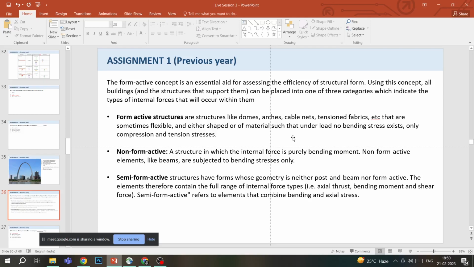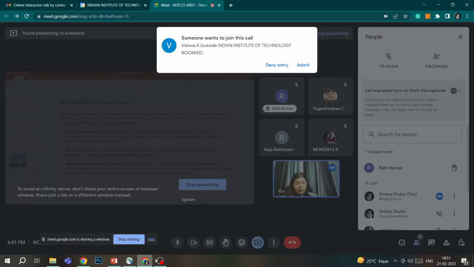Form active structures cover structures like domes, arches, cable nets, tension fabrics, etc., that are sometimes flexible and either shaped or materials such that under load no bending stress exists, only compression and tension stresses. So the first type is form active structures, and in form active structures only compressive and tension stresses are happening. There is no bending happening here.